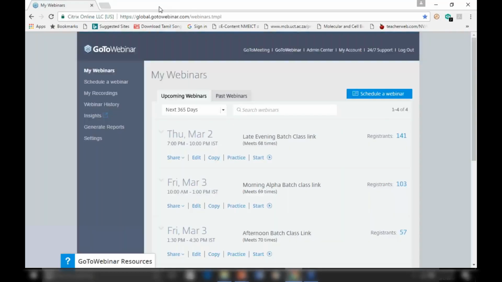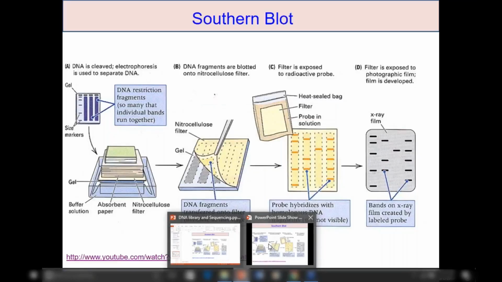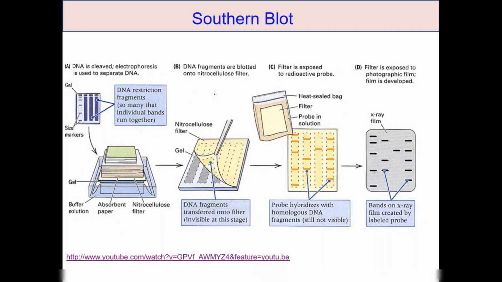At what temperature is Southern blotting done? It is done at different temperatures. Renaturation, denaturation, and hybridization will be at 65 degrees Celsius. Jyoti.